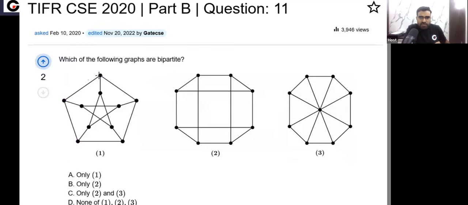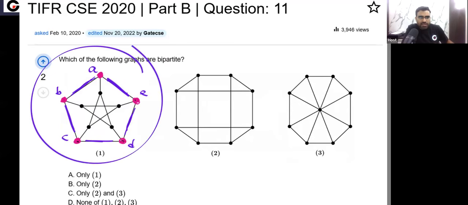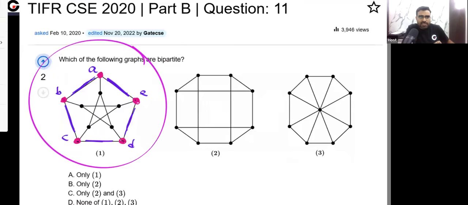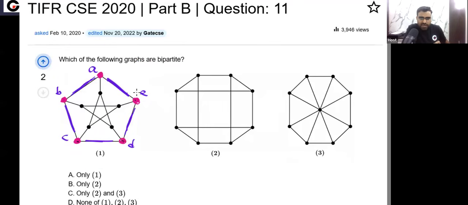In this graph, immediately you can see there is a five length cycle. Look at this outside. So you can easily see that there is a five length cycle. Because this graph contains an odd length cycle, this graph is not bipartite. A graph is bipartite if and only if there is no odd length cycle. There is at least one odd length cycle in this graph, so this graph is definitely not bipartite.